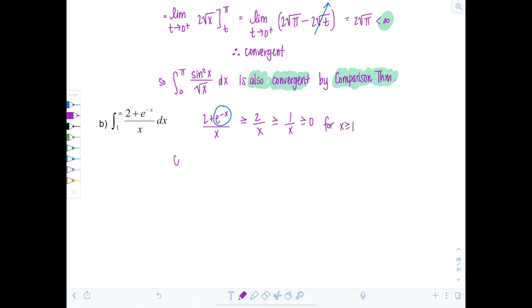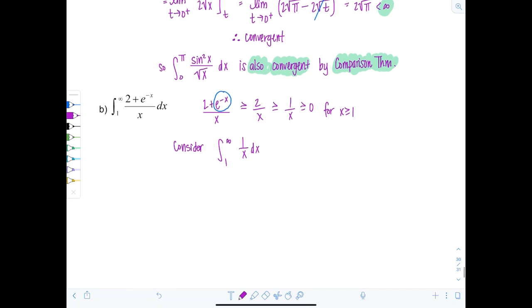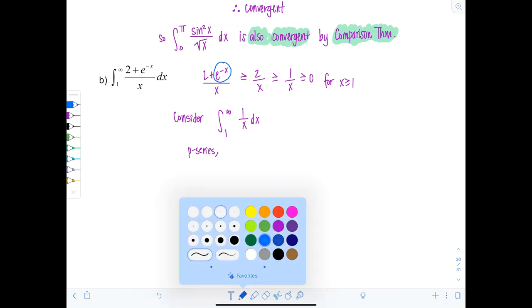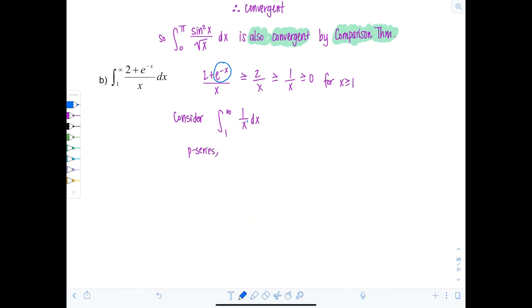And then now, if you want to consider the improper integral from 1 to infinity of 1 over x dx, you don't do a single thing. You go, aha, this is a p-series. Remember, p is the exponent on x down there in the denominator. p is equal to 1. And by our theorem, that means this is divergent.